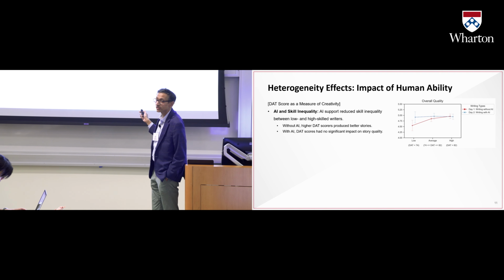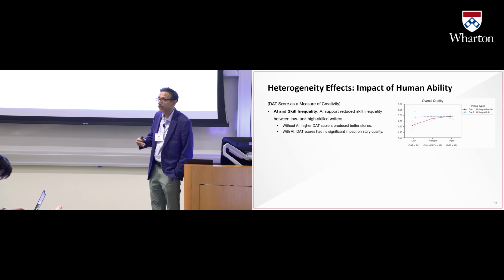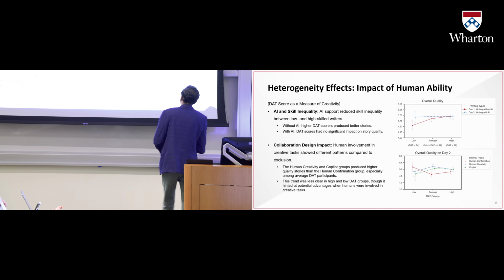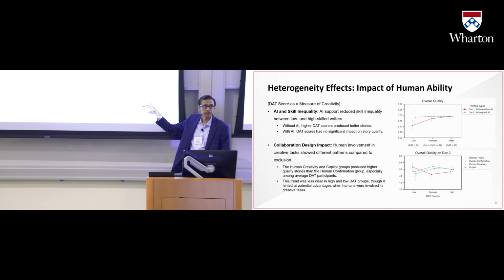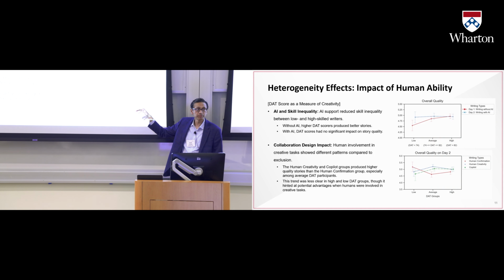Now, we can break this analysis down by treatment group and look at what it looks like. And again, we find that the Copilot group and the human creativity group have similar patterns, but the human confirmation group has a slightly different pattern. Specifically, the pattern we see in the human confirmation group is that while low-skilled writers do benefit from AI, if you look at average and high-skilled writers, compared to the other groups, it feels like they are not benefiting from this group.